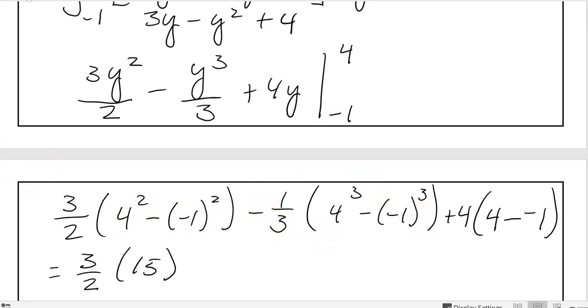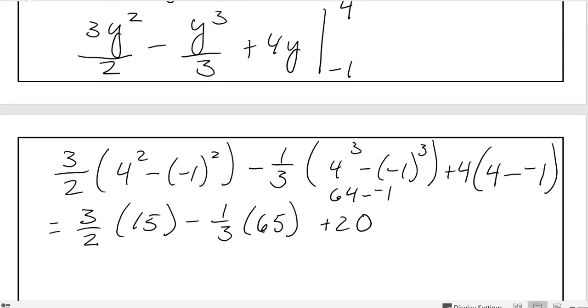In the second term, we will have the negative 1/3 being multiplied by 4 cubed, which is 64. Be very careful with the next part. The minus that's in the middle is from the formula, the upper limit of integration minus the lower. A negative 1 cubed, however, remains negative, so I get a double negative, which becomes addition. This results in a sum of 65. In the last expression, you also have a double negative, and you get 4 plus 1, which is 5. And 5 times 4 will give us 20.